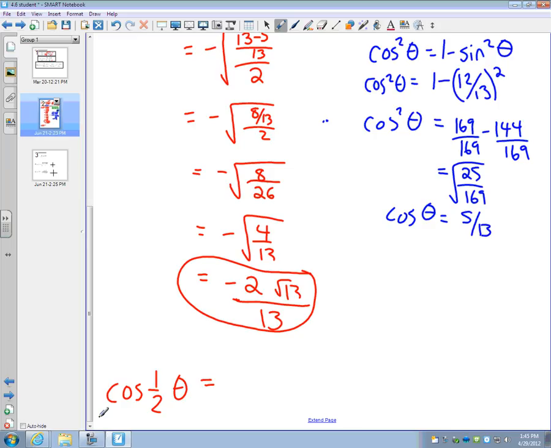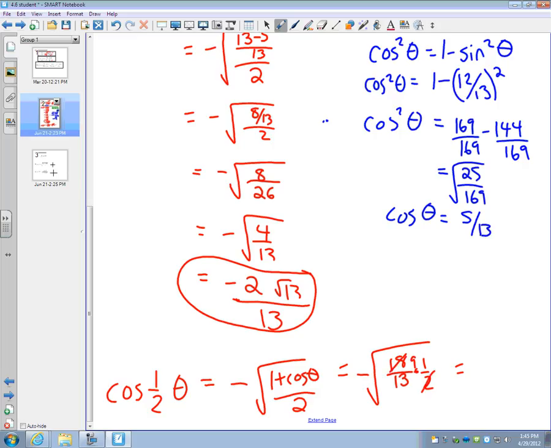Again, because of the quadrants, in quadrant 3 it's going to be negative. So we get negative root of (1 plus cos theta) over 2. That is equal to negative root of 18/13 divided by 2, which is the same as multiplying by 1/2. So this is going to be 9/13, which is 3 over root 13. Rationalizing, we get 3 root 13 over 13.